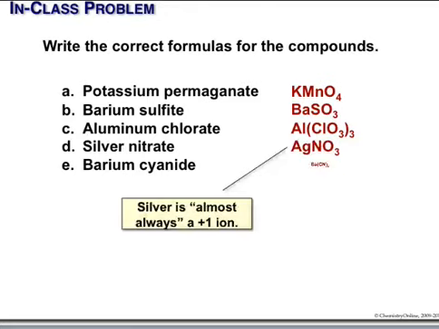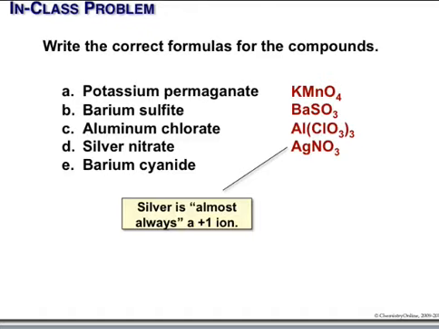And finally, remember cyanide. Cyanide is CN-. There's a triple bond between the carbon and the nitrogen. Looks a lot like carbon monoxide that we did, except it has a negative charge. Barium is +2. So we need 2 cyanides for every barium.